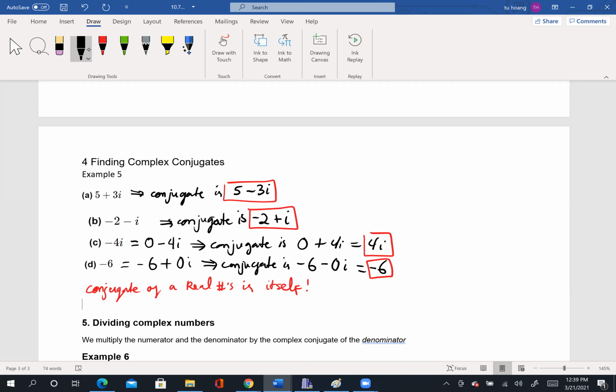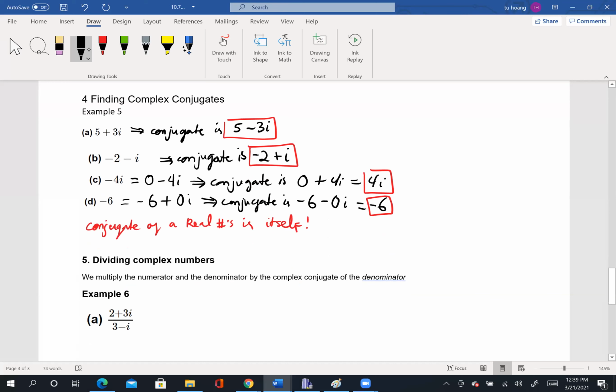Okay. Now we did learn about addition, we learned about subtraction and multiplication. Now let's talk about dividing. Okay, I mean division. Sorry, and dividing complex numbers.